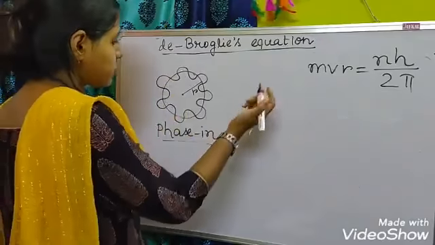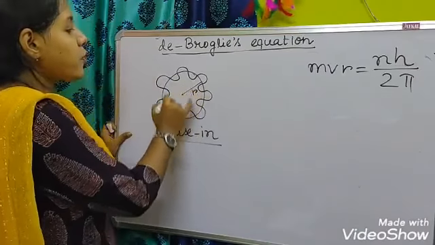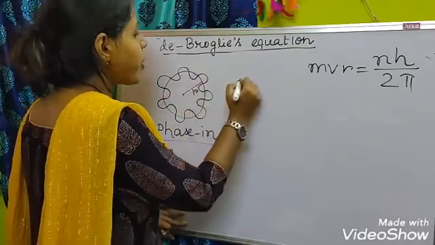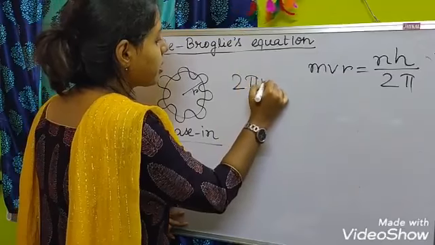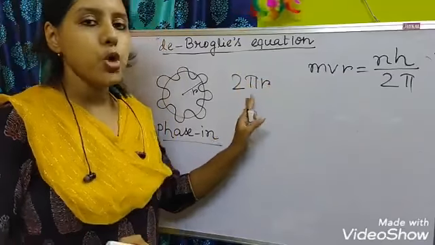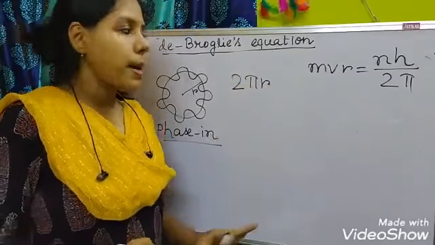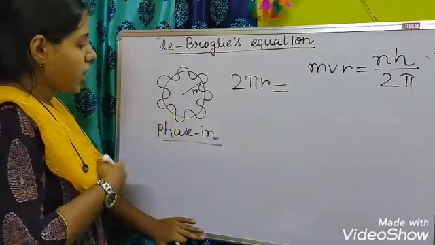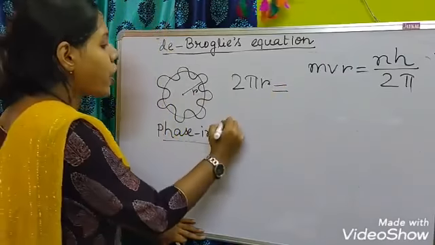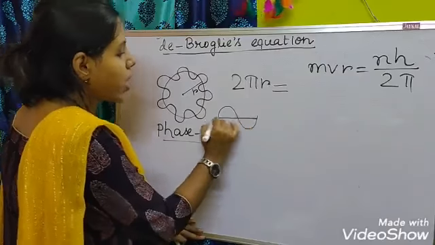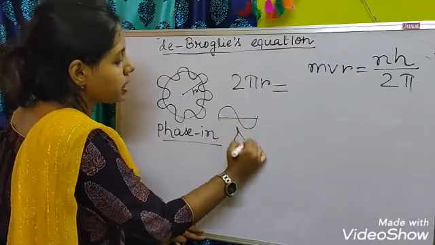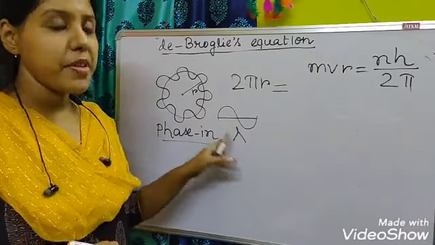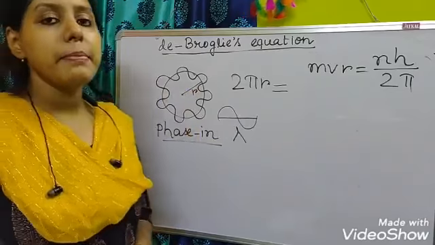Next, suppose the radius of the circle is r. According to mathematics, we know that the circumference is calculated by the formula 2 pi r. Now 2 pi r is equal to, what could we write here? Suppose for a single wave, the wavelength is lambda, and suppose there are n number of waves.